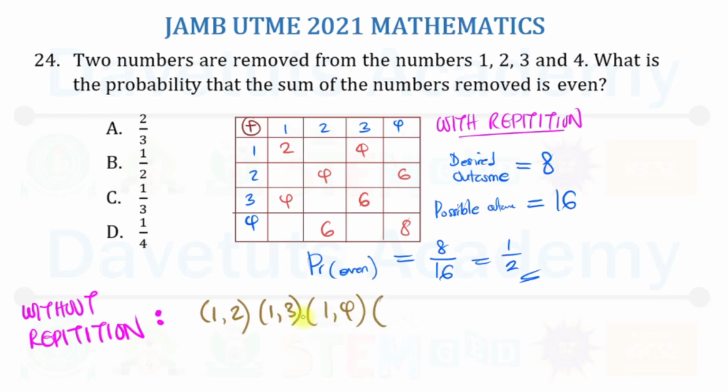Then we can write for 2. We can say 2 and 1. But 2 and 1 is here already. We cannot say 2 and 1 again. So we can only say we are looking at 2 and 3. And note that 2 and 3 is also the same as 3 and 2. Okay?